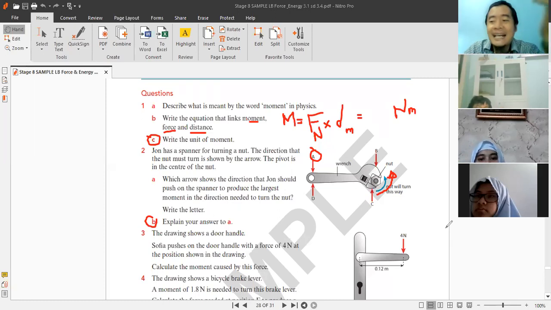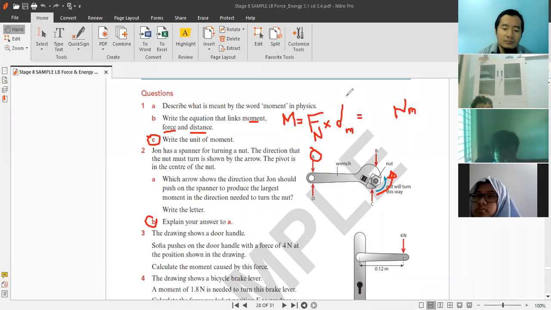We go to Mas Rafa. Yes, Mas Rafa. Hello, Mas Rafa. Assalamualaikum. Hello. Okay, Mas Rafa, number 3. The drawing shows a door handle. Sofia pushes on the handle with a force of 4 Newton at the position O in the drawing. Calculate the moment caused by this force. Okay, thank you very much, Mas Rafa. Please use your computer to answer this question, number 3. Please write it out, Mas.